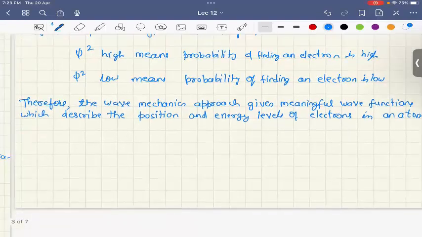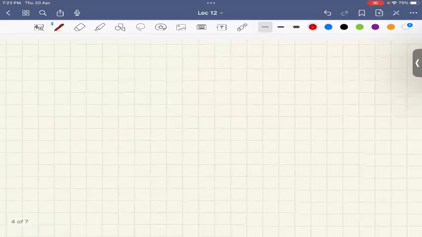Now let us move on to the next topic, which is the important features of the quantum mechanical model of an atom, right?